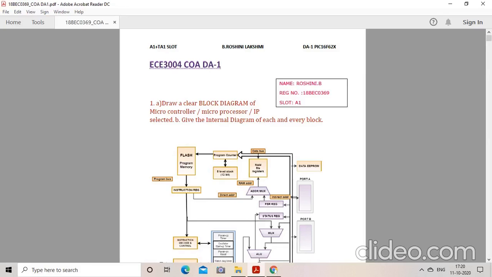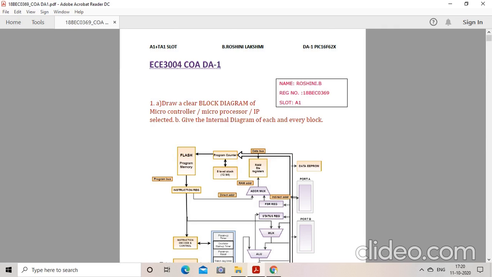Now I'm going to present my COA digital assignment 1. Here we were asked to answer 10 questions, and for this we need to choose a microprocessing element such that we can answer all the 10 questions. So the microprocessing element that I choose is PIC16F627 or 628.